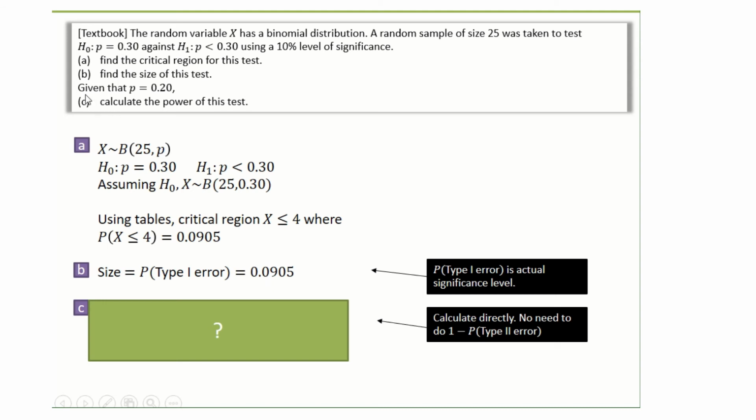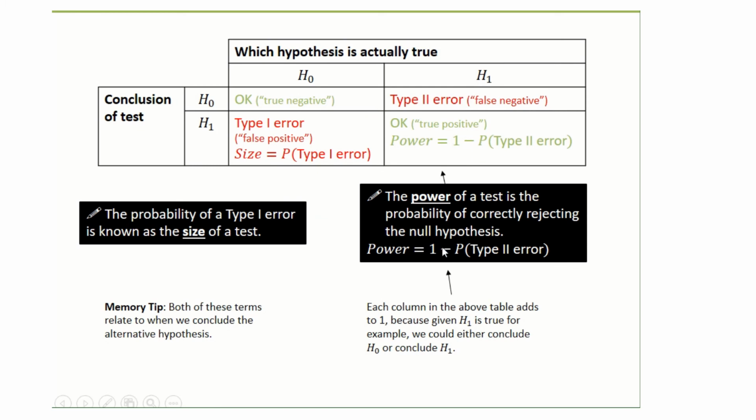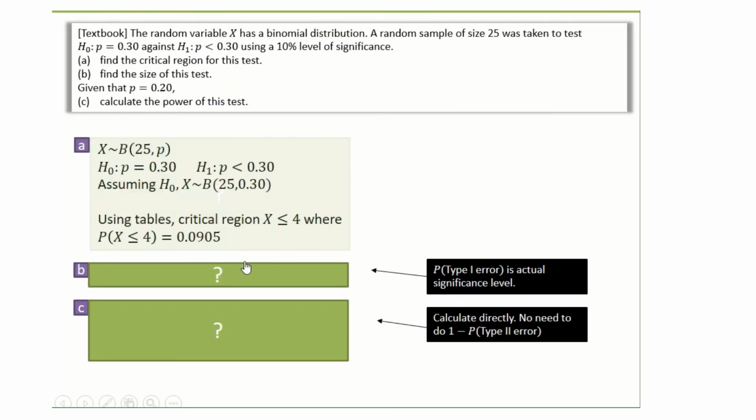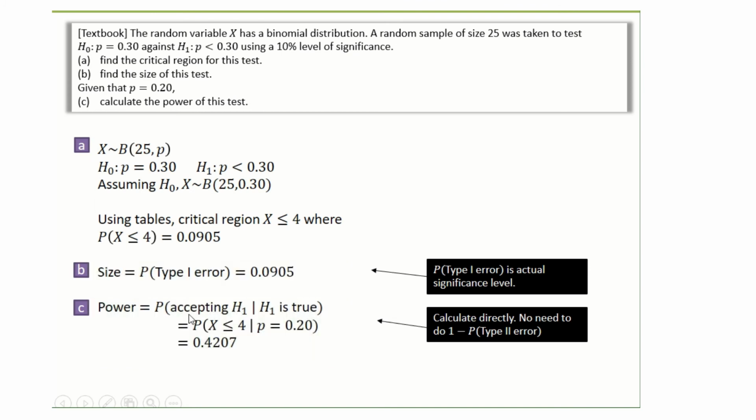Now, part C, we have to be given what the actual probability of the distribution is. So we're given that it's 0.2, and then we're going to calculate the power of the test. Now, if we look back at the last slide, we talked about the power of the test being 1 minus a type 2 error. However, we could just calculate this box here. So either we can do 1 minus a type 2 error, or we can calculate this box here. In this situation we're just going to calculate the probability of accepting H1. So we're going to do the probability that we're in our critical region, so X is less than or equal to 4, given that p is 0.2.